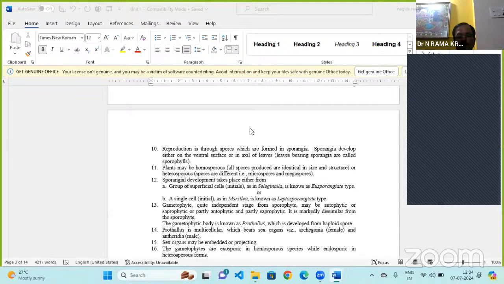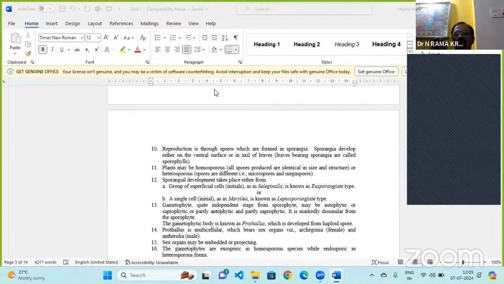One more point here: the leaf traces of megasporophylls are associated with defined leaf gaps. The mesophyll shows differentiation into palisade and spongy tissues. So this is the leaf.